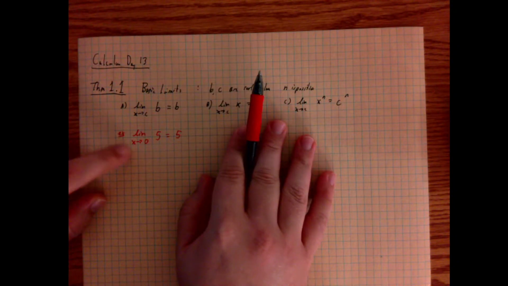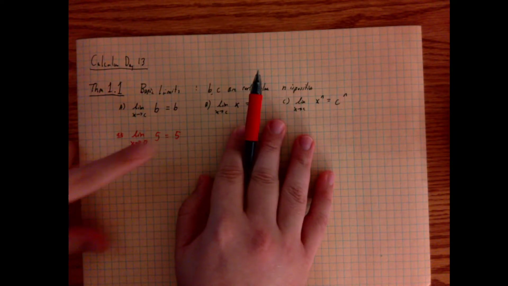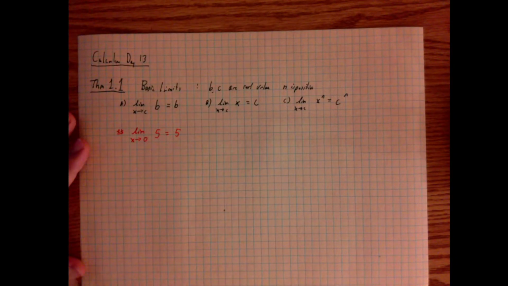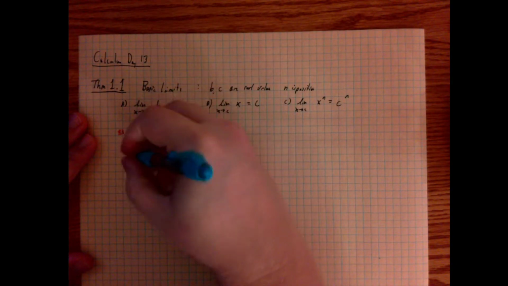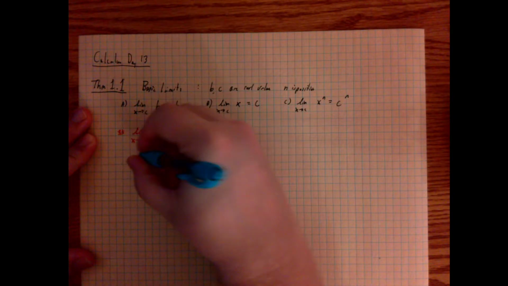Because there's no x for us to simplify into, there's no way to plug into this equation and therefore pop out an answer that's anything different than 5. If we were to use the table approach, right?